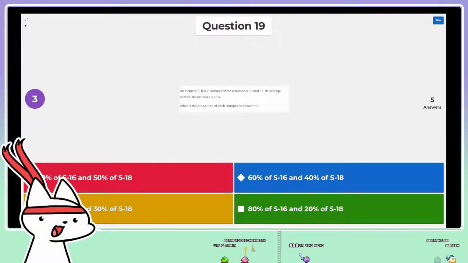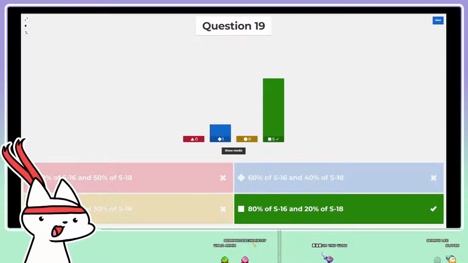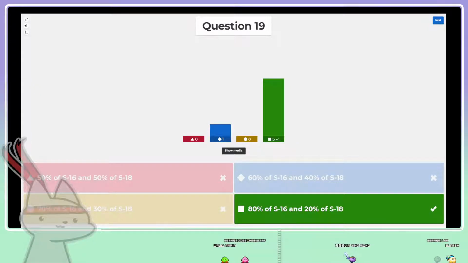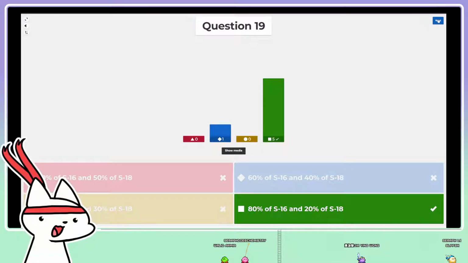Five, 4, 3, 2, go. Okay, good, most of you get it.